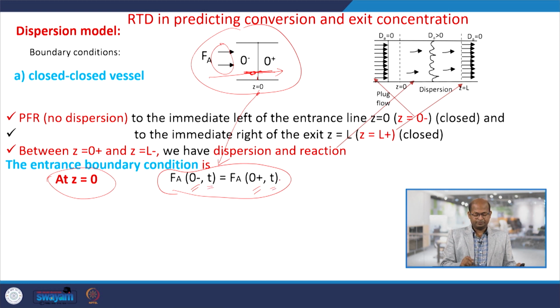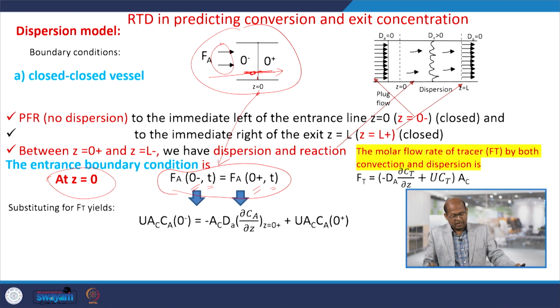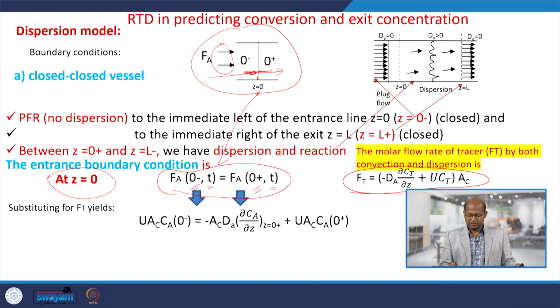So, at time t, the molar flow rate at z equals 0 is this, and the dispersion is this. These molar flow rates are the equations we discussed at the beginning: the molar flow rate due to convection plus diffusion is this. So, we can substitute these equations for F_A here and here, at 0 minus and 0 plus.